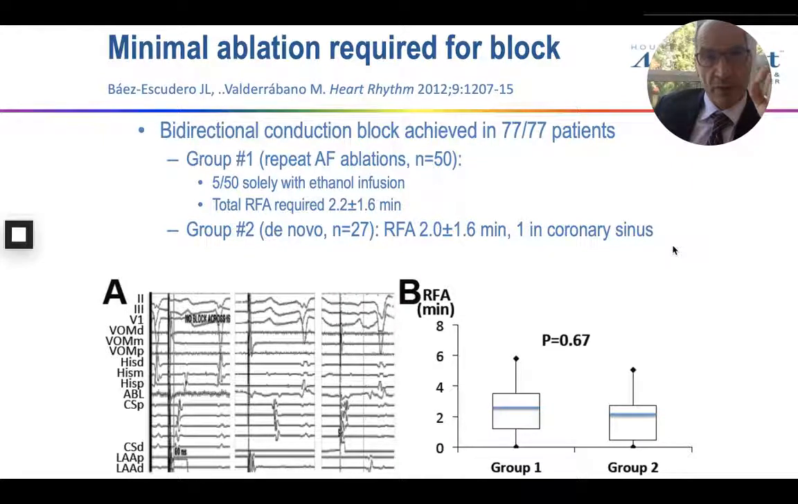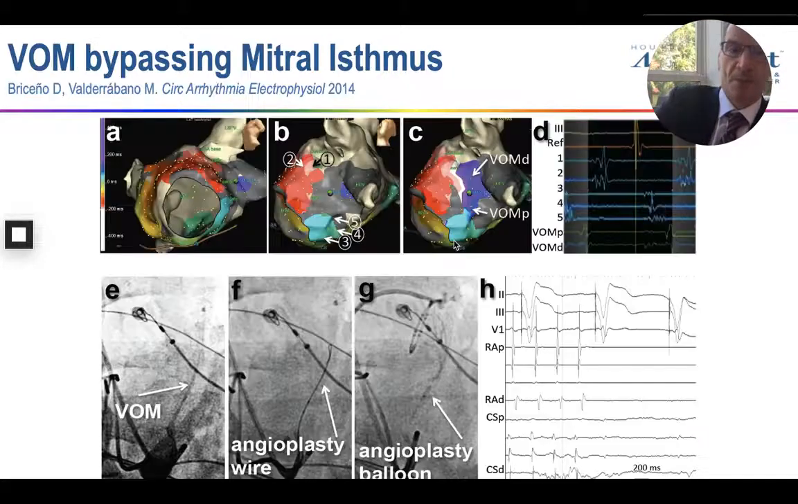You have to keep in mind that when you give alcohol in the vein of Marshall, you create a lesion that is in the mitral isthmus, but it's not a complete mitral isthmus line because the CS itself, and there's more annular aspects of the mitral isthmus, do not get alcohol. In our experience here, either de novo or repeat ablations, a median of 2 minutes of radiofrequency was required to achieve bidirectional perimitral block. It is a minor amount of radiofrequency, but in all cases, we achieved perimitral block.